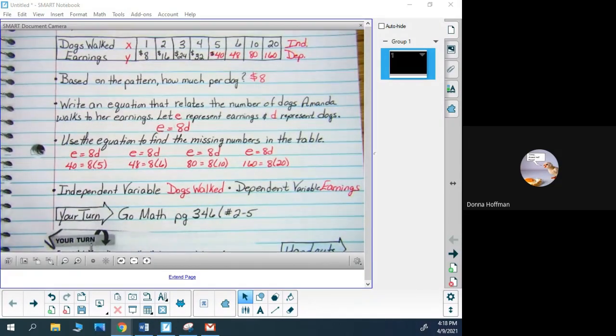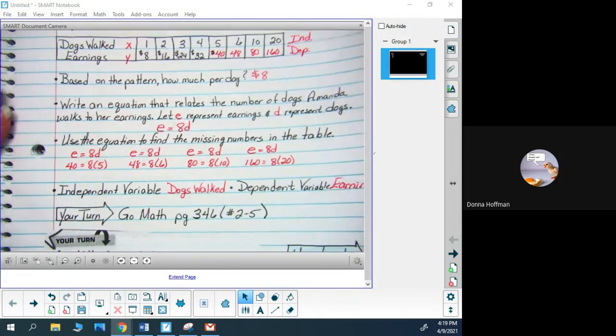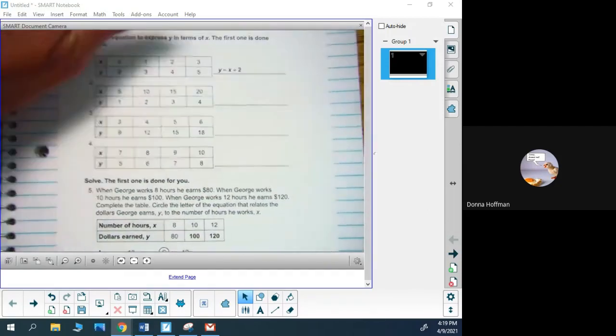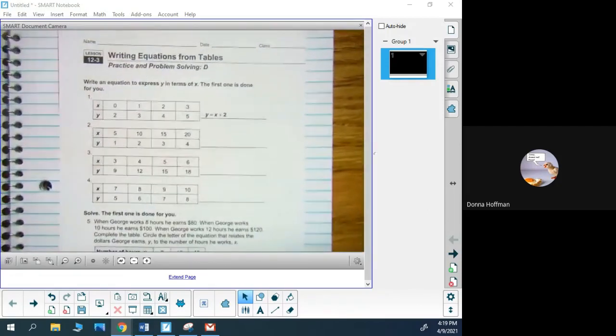Okay. Then you're going to go to page 346 in your Go Math book, and you're going to complete number 2 through 5. Number 2 through 5. Okay. Once you complete those, then I'm going to give you 3 pieces of paper. Okay.